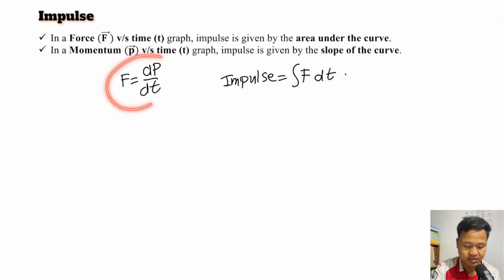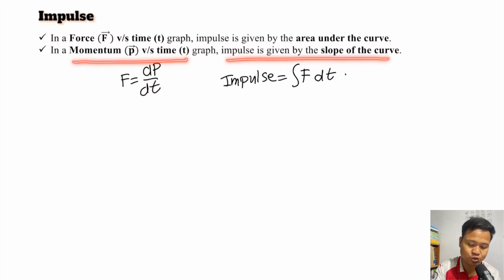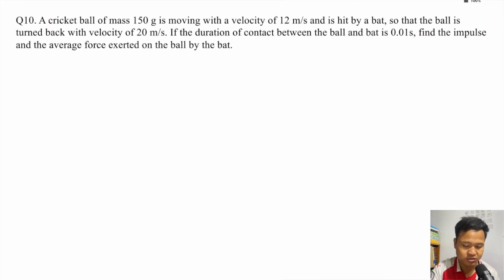In a momentum versus time graph, dp by dt is a differentiation, which is basically the slope. Okay, basic maths: differentiation is slope, integration means area. So in a momentum versus time graph, the force is given by the slope of the curve. Okay, so let's solve some more questions.